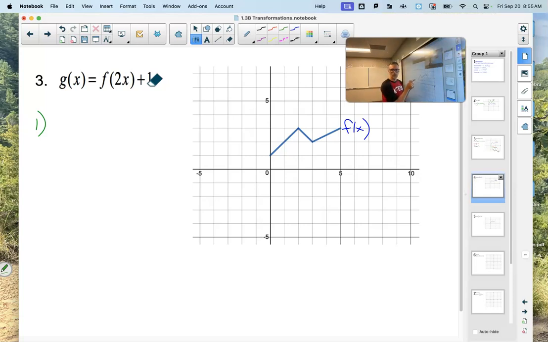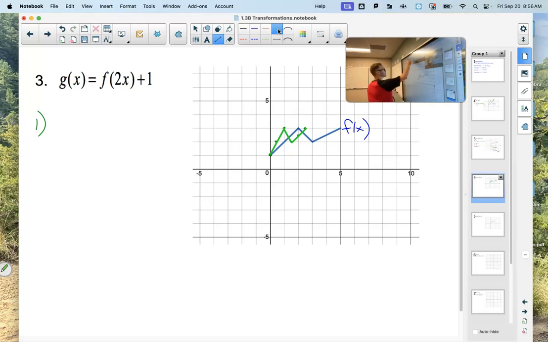So take each x value of the point and multiply it by 1/2. The x value of this point is 0. 0 times 1/2 is 0. X value of this point, okay, is 1. 1 times 1/2 is 1/2. 2 times 1/2. 3 times 1/2. 4 times 1/2. Notice I'm keeping the y's the same. 5 times 1/2. Oops, that one goes there. 5 times 1/2 is 2.5. I've only transformed the x values. Leave the y values the same.